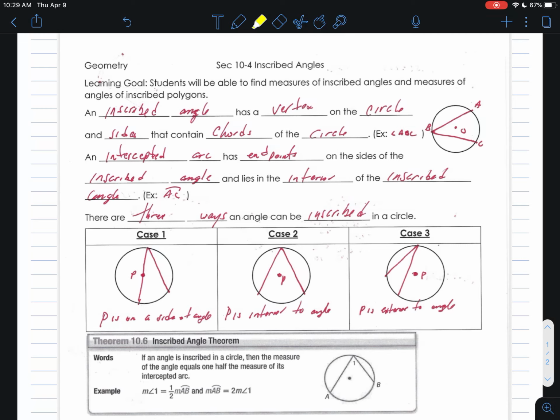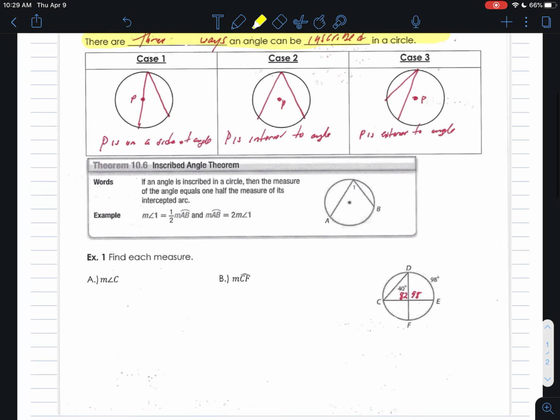Hello class, I'm going to go over some examples for 10-4. So I want you guys to make sure that you take a look at this, make sure you read it, understand it, and it'll make your life a lot easier when looking at these notes and doing the homework.